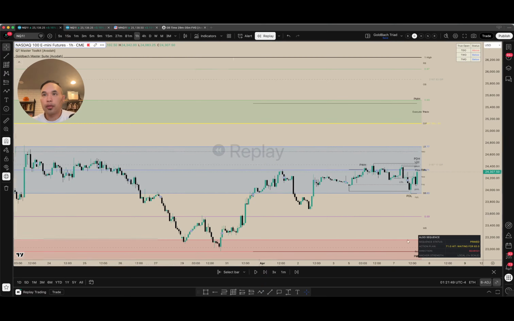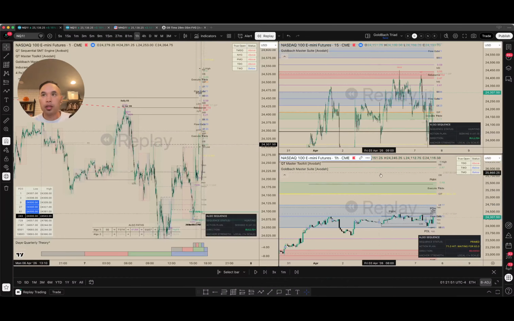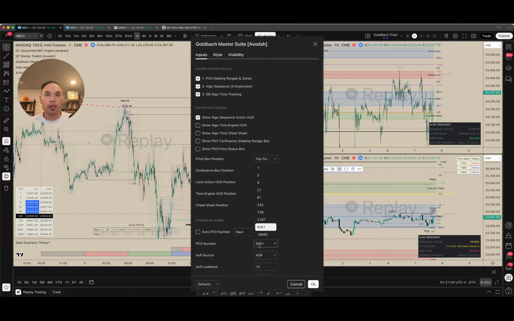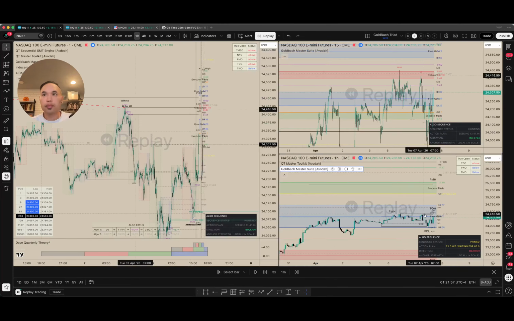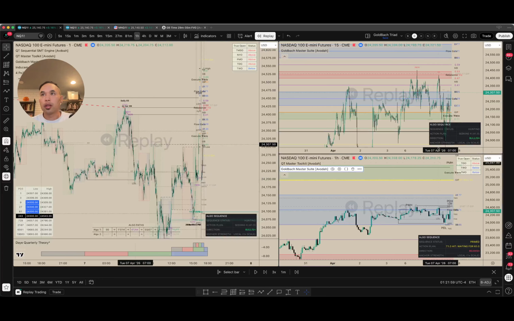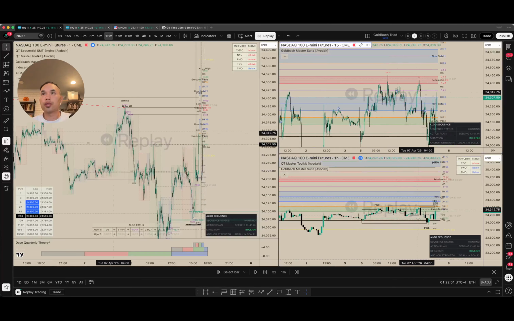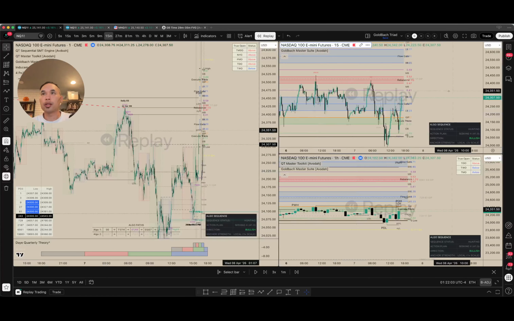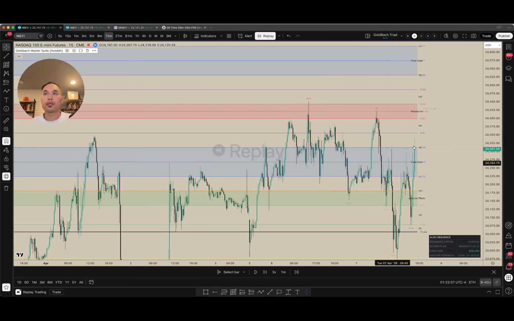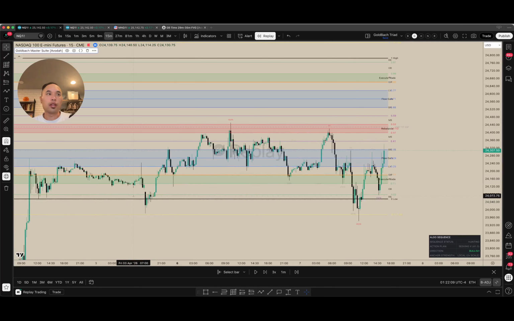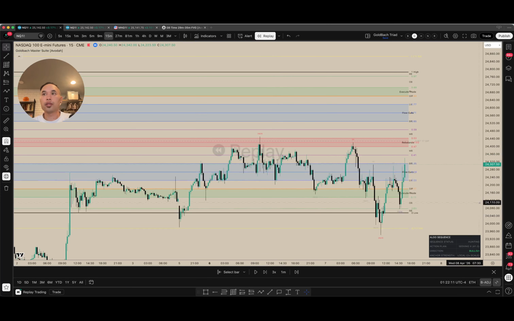But that's the way I was framing up the trade. I'm going to keep it on 2187. And then this is for 729. And then I'm looking at the 729 levels. Make that bigger. This one, the 729 PO3 range.